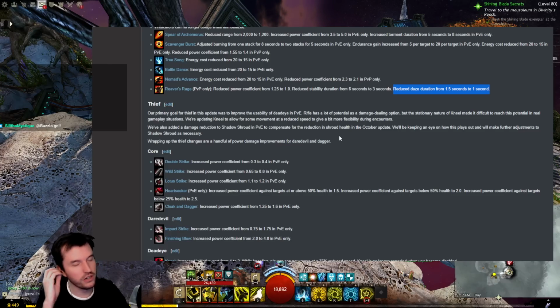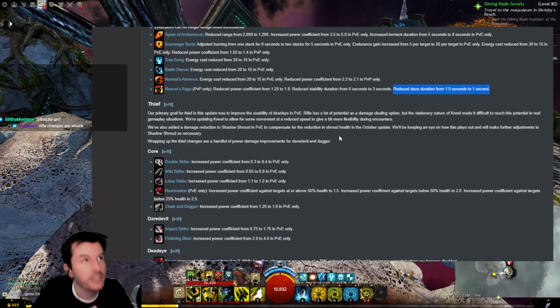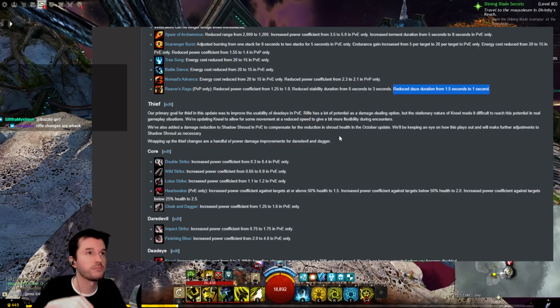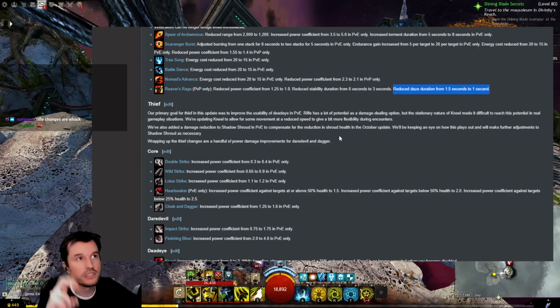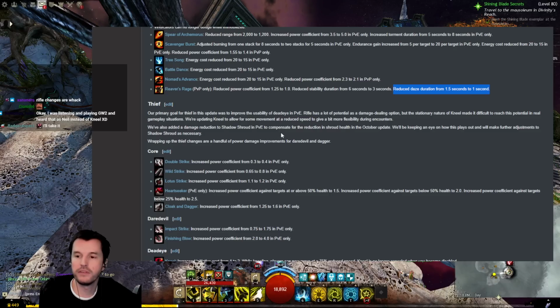So they showed it on the stream, but basically if you use Kneel and then try to move, you can move around, but you do like a walking. I was hoping that you would stay kneeling and do like this little crab walk, but sadly it's just that you stand up and do the walking animation. So you can move while kneeling and, you know, still be firing shots the whole time, but yeah, no crab walk, sadly. We've also added a damage reduction to Shadow Shroud in PvE to compensate for the reduction in Shroud health in the October update. We'll be keeping an eye on how this plays out and make further adjustments to Shadow Shroud as necessary.